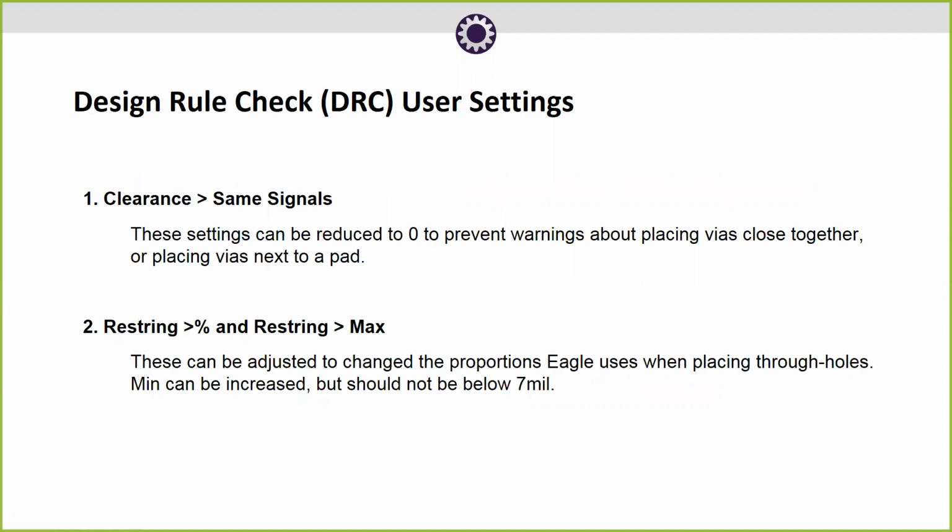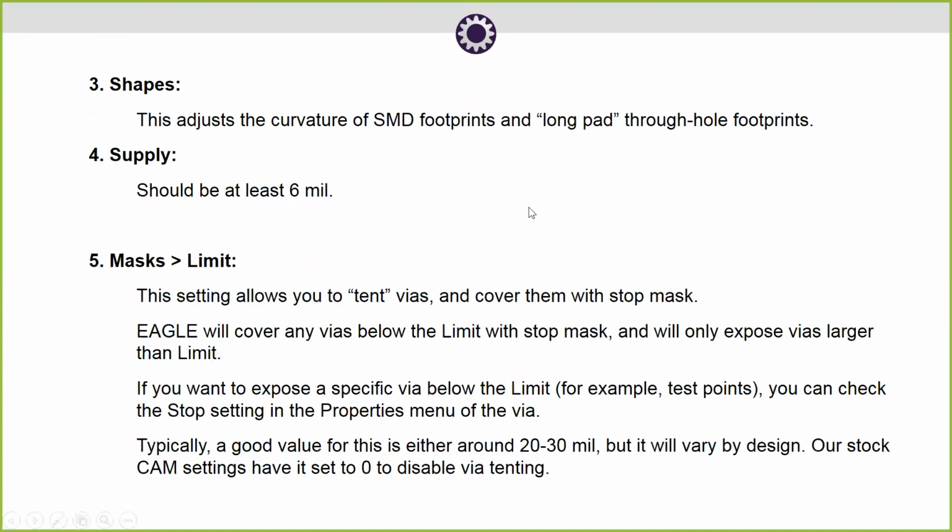On these different settings that we control in the DRC, this is a bit of an explanation about the different fields and the different parts of the control. This is also on our Eagle tips and tricks page, so you can find that on our documentation website. Let me switch to the next slide here. So just a few more of the different things, shapes, supply, masks that can be controlled.